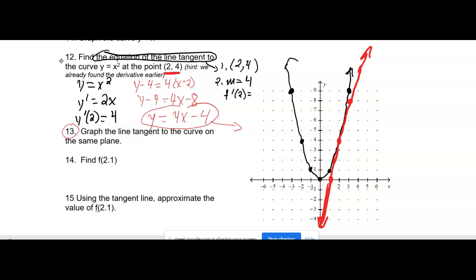Next question. So differentiate between 14 and 15. 14 is asking you to find the functional value, so of the function. Here is your function. This is the actual function at 2.1. And then the next question is, using your tangent line, what's the tangent line value at 2.1? So take 2.1. Our function is just x squared.